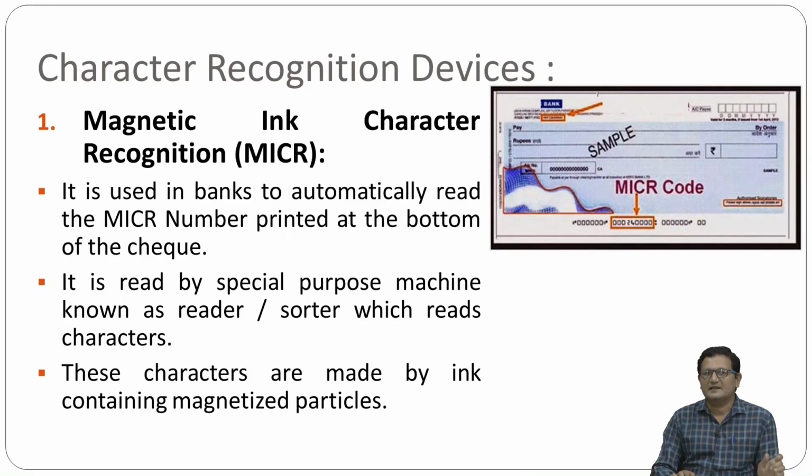It is read by a special purpose machine. So there is an entire machine, and in that machine thousands of checks go through in the form of a batch, and automatically the amount and account details and everything will be fetched or read by that machine, and it will do the transactions automatically, right? These characters are made by an ink containing magnetized particles. So that we have already discussed.